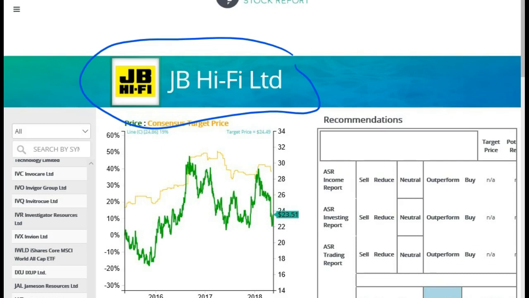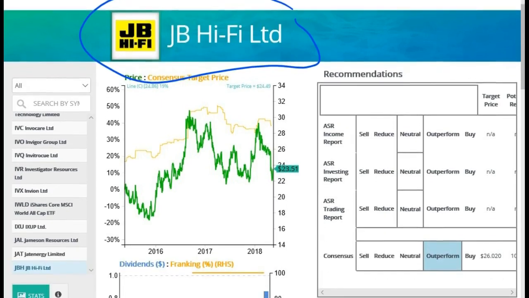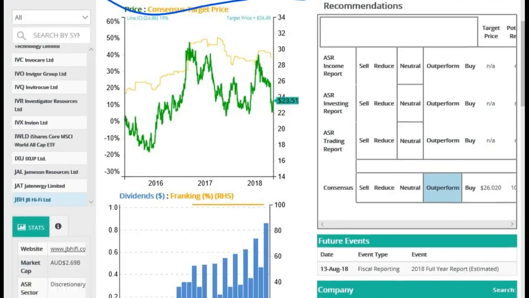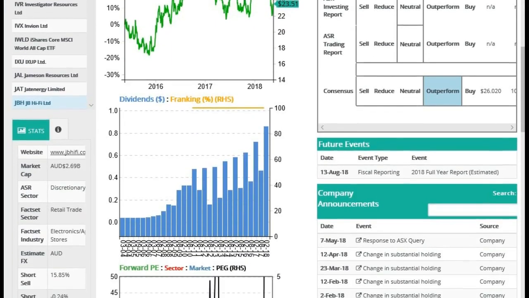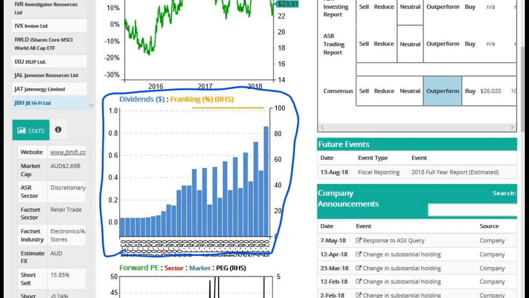This first graph just shows its price and its consensus target price. So that's not really part of what we're looking at. The next graph is dividends, and it shows the growth in dividends over time or the tailing back of dividends over time.